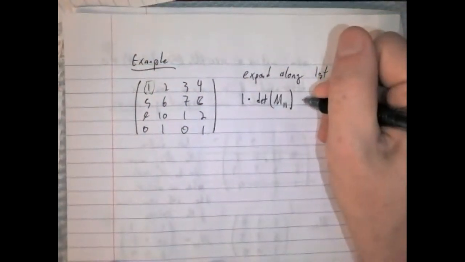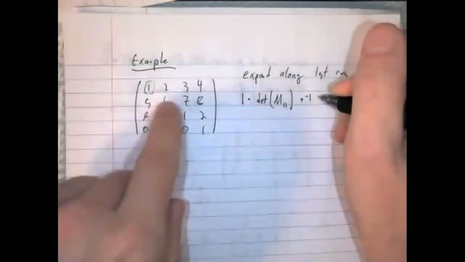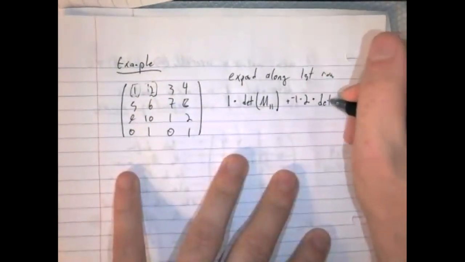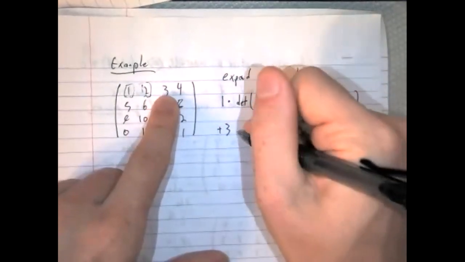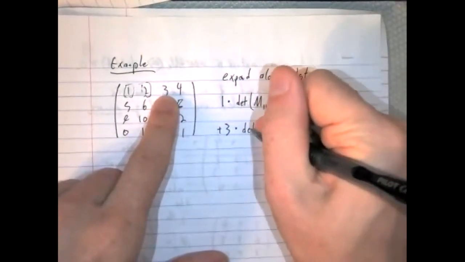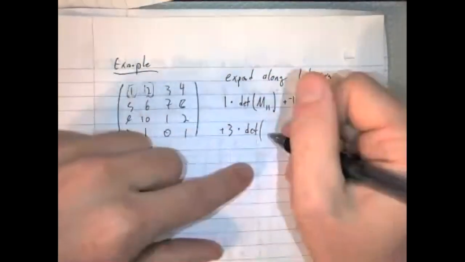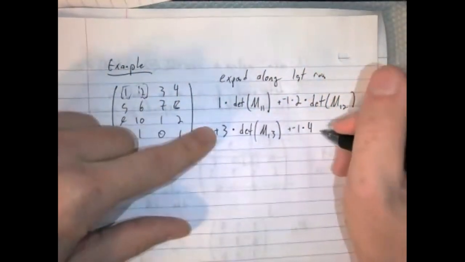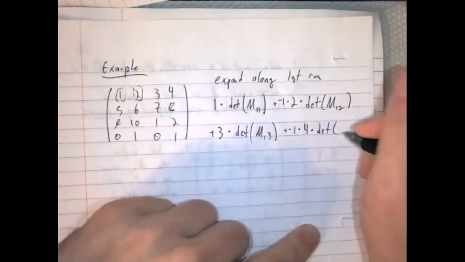Now I'm going to do a -1 times, now I do the next minor, 2 times the determinant of the minor associated to 1, 2, plus 3 times the determinant of M13, plus a -1 times 4 times the determinant of 1, 4.